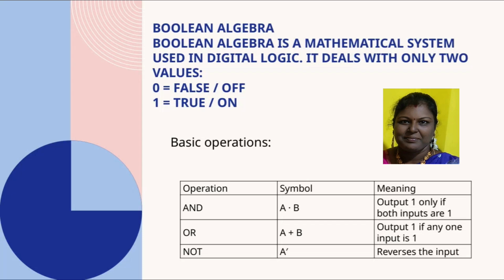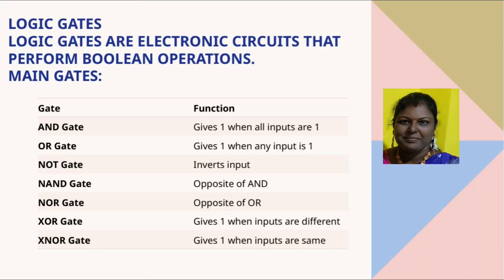Let's break down some basic operations in Boolean algebra, the foundation of digital logic. First, the AND operation outputs a 1 only when both inputs are 1. Next, the OR operation outputs a 1 if at least one input is 1. Finally, the NOT operation flips the input, turning a 1 into 0 or a 0 into 1. Boolean algebra works with just two values, 0 for false or off and 1 for true or on. It's simple but powerful.